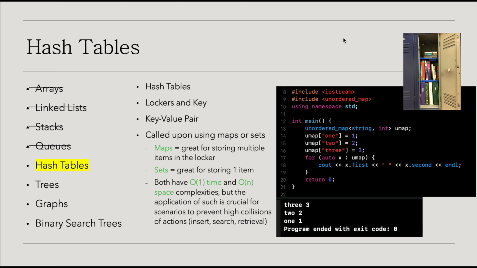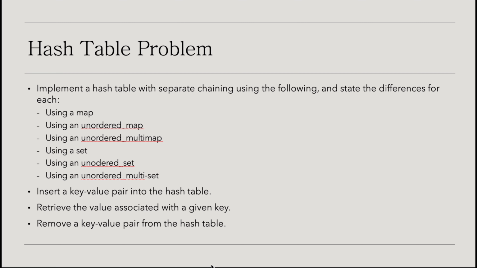So now we are tasked with the following problem. We will now implement a hash table with separate chaining using the following and state differences for each. We are first going to build a hash table using a map. Then we're going to build a hash table using an unordered map, and then a hash table with an unordered multi-map. In the next phase, we will use a set to build our hash table, an unordered set to build the hash table, and then an unordered multi-set to build the hash table.